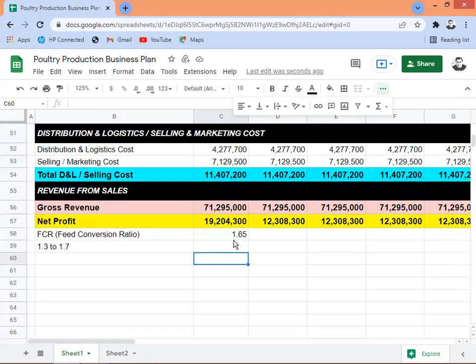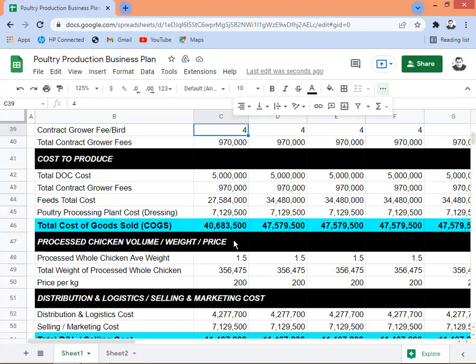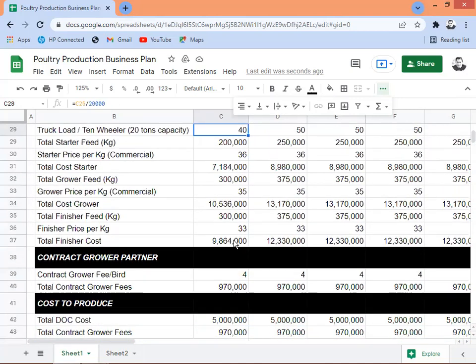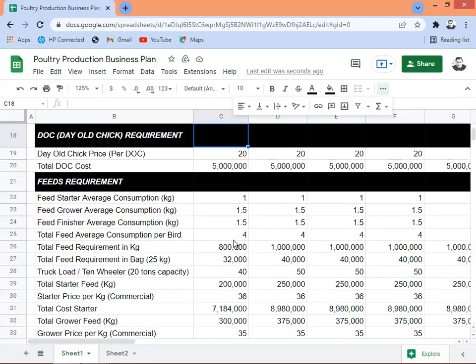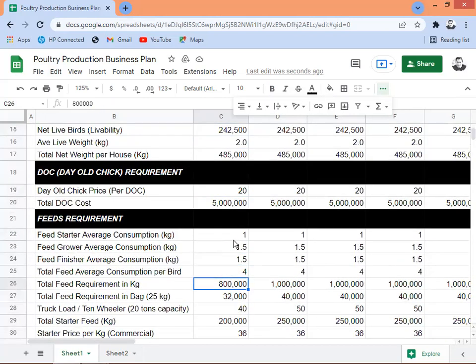It's only 1.65. Say you are within the standard of FCR. I'm just saying you have to manage your feeding system well so that you will not consume too much feeds. Handling also is one of the factors. If there are many spillages, your FCR will go up. If your handling or your feeding program or system is not good, you're wasting too much feeds, then your volume will go up, then your FCR will go up.